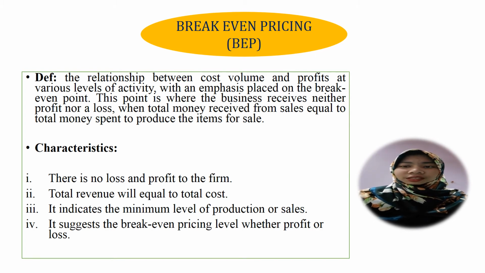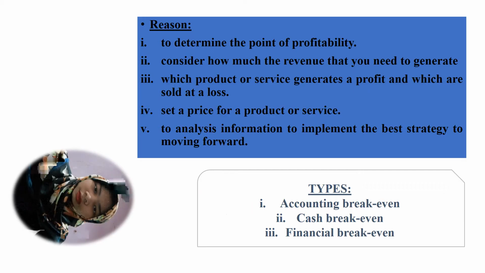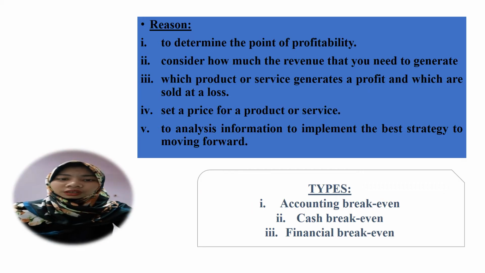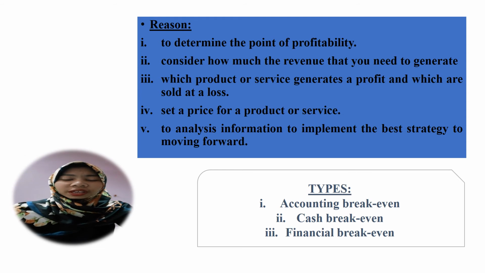And the characteristics of BEP are that there is no loss and no profit to the firm. Total revenue will equal total cost. It indicates the minimum level of production or sales, and it suggests the break-even pricing level, whether profit or loss. The reason for using BEP is to determine the point of profitability. A business that does not turn a profit is one that could take a turn for the worse at any time. This is why every company needs to focus on the point of profitability.